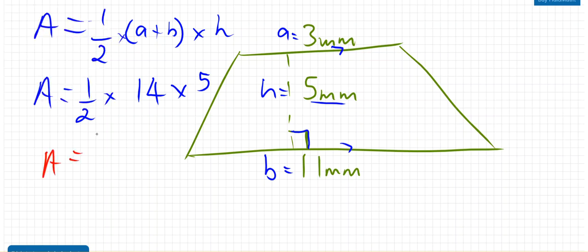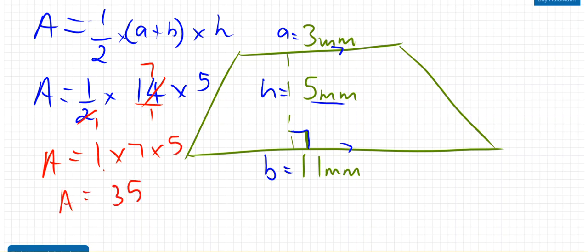Now I know I've got a half here, and that 14 is really sitting on top. So 2 and 14 can simplify. 2 divided by 2 is 1. 14 divided by 2 is 7. So I'm left with 1 times 7 times 5, which is equal to 35 millimeters. Don't forget to write squared because we're dealing with area.